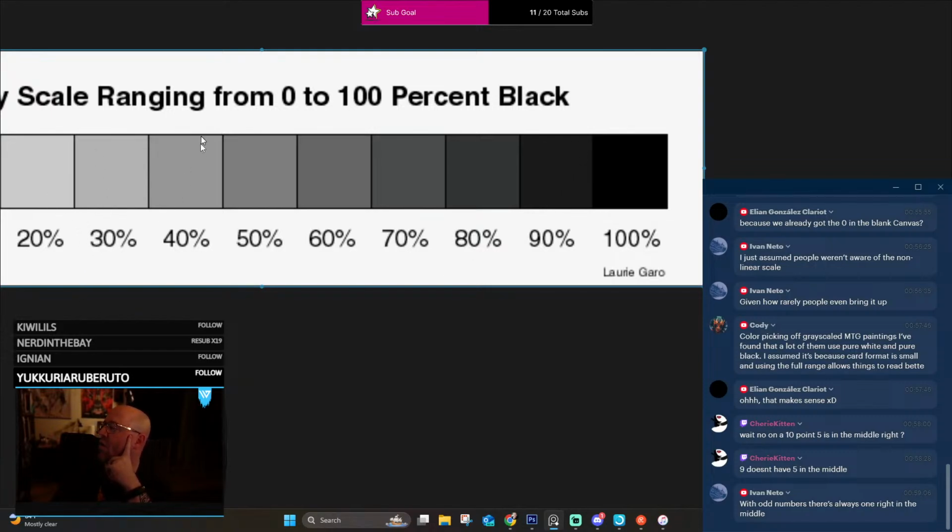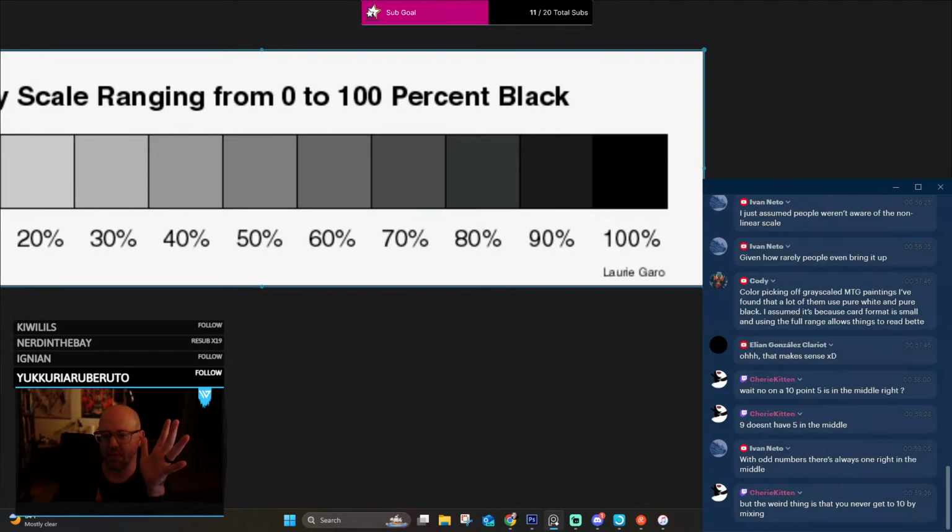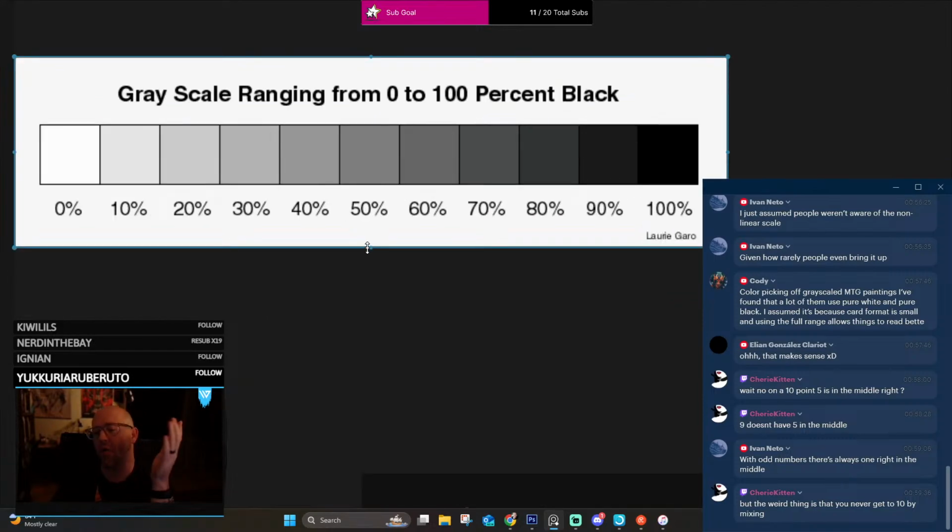So if you go 1, 2, 3, 4, then this would essentially be 5. 6, 7, 8, 9. That's a 9-point scale. You have 4 on one side, 4 on the other. So this is what I mean by the numbers don't matter. But the weird thing is that you never get to 10 by mixing, because you don't need to.